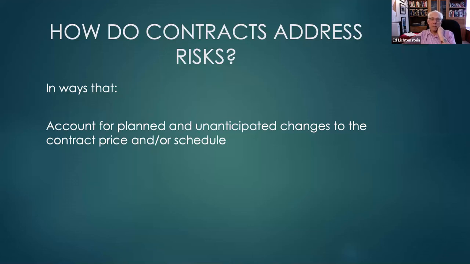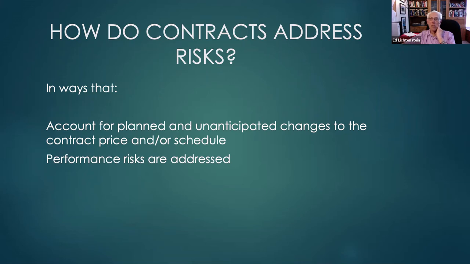How do contracts address risk? They try to account for planned and unanticipated changes to the contract price or schedule. Everything ultimately affects either your contract price or your schedule, your cost, or the value of the contract.